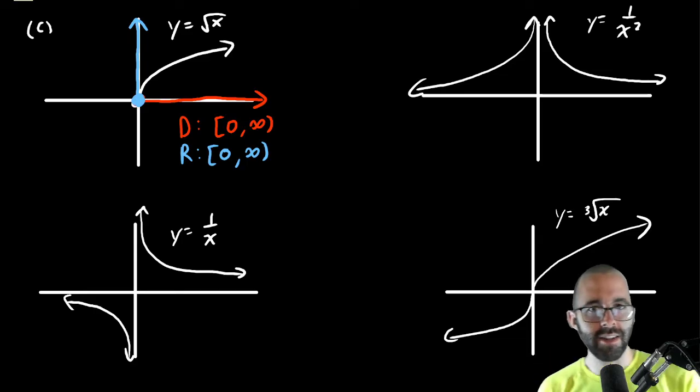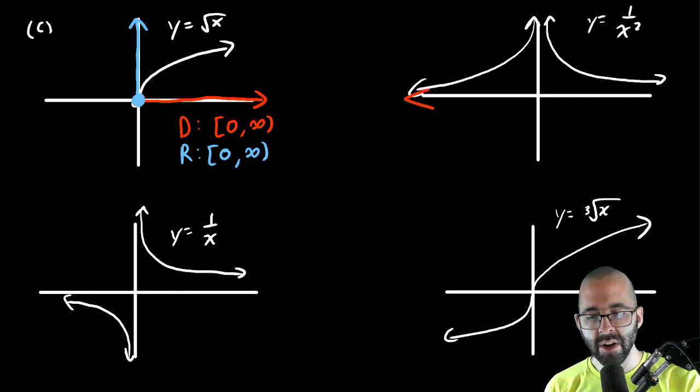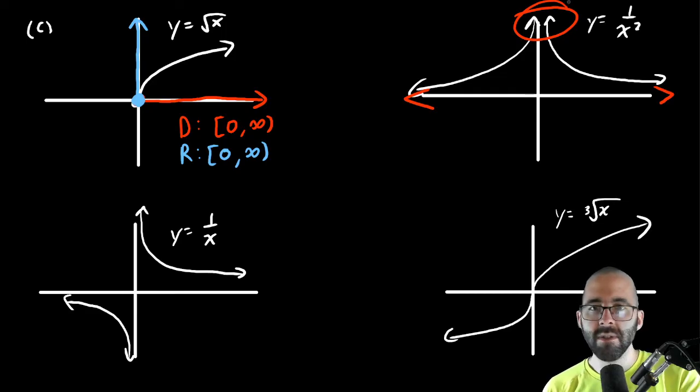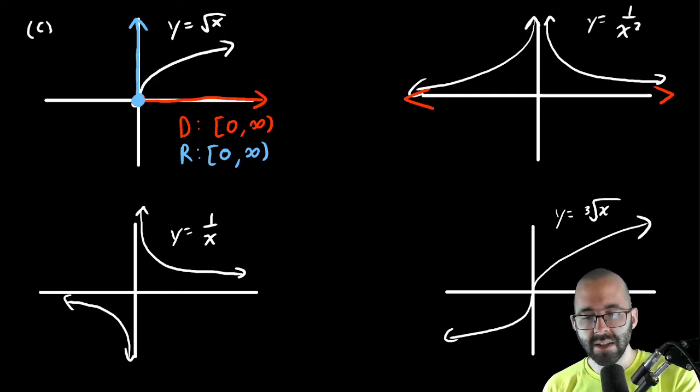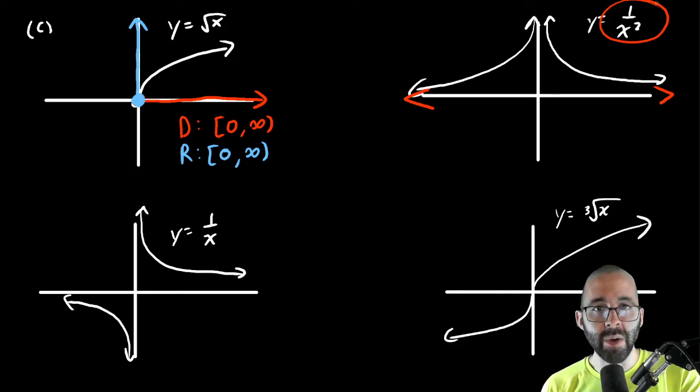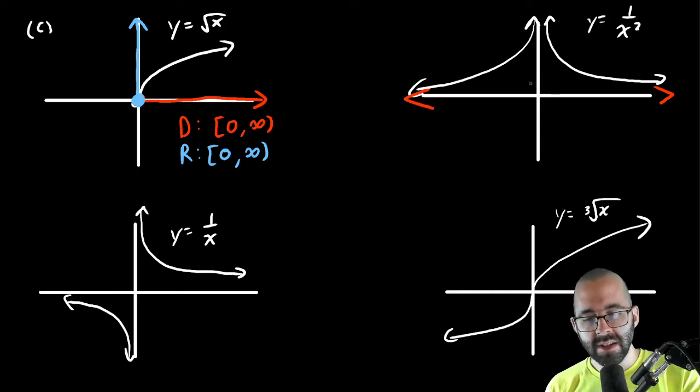Over here, this one's a little trickier. Let's start with the domain. We can go as far to the left as we want. We can go as far to the right as we want. But notice that we never touch 0. We never have a value when x equals 0. And in fact, using the material from the last video, x can't be 0 because we can't divide by 0. So this has everything except 0.